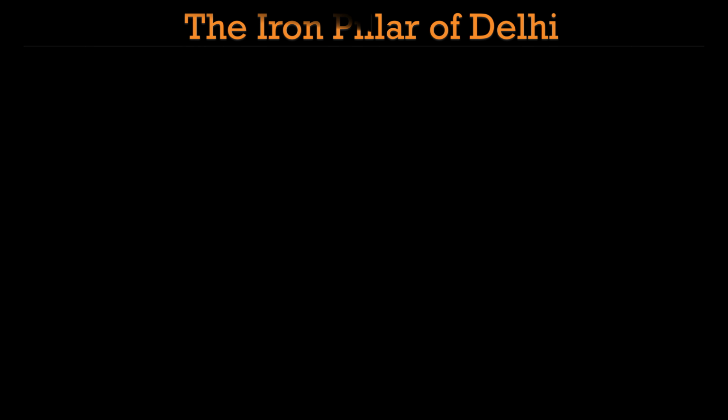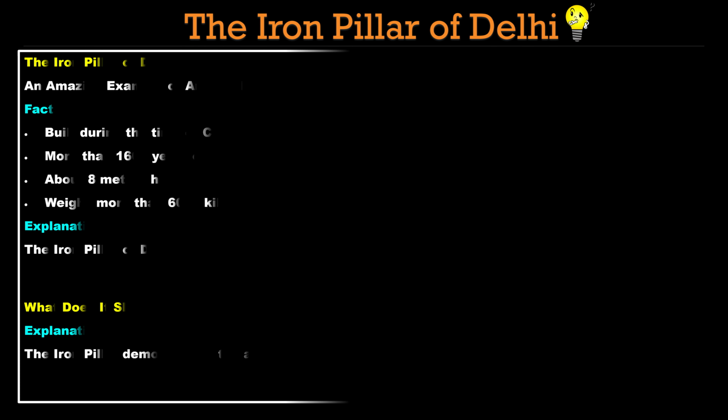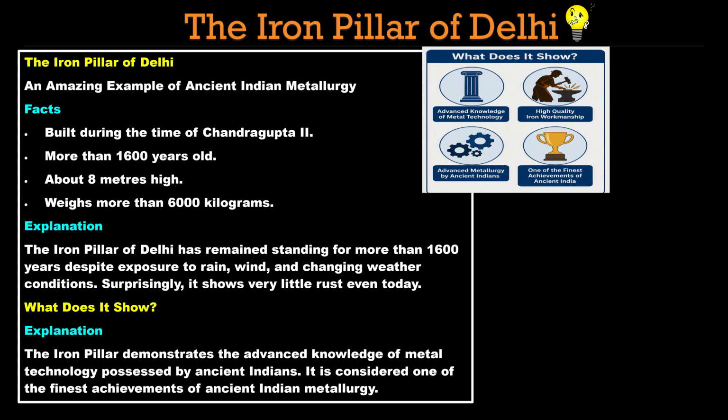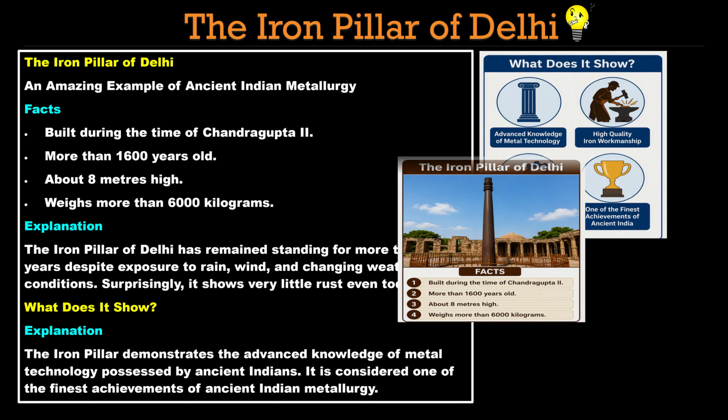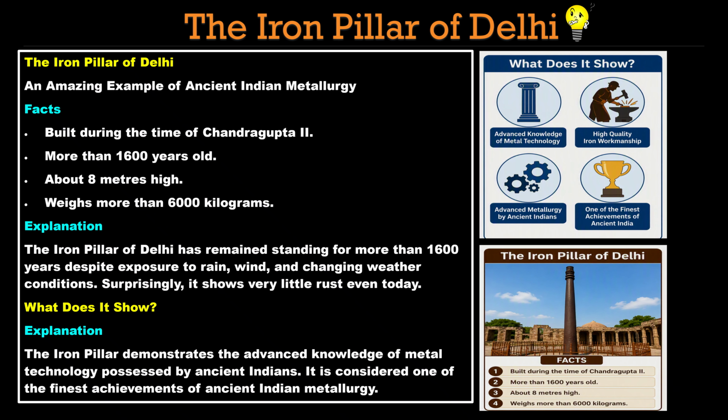Now let us look at a remarkable example from ancient India, the Iron Pillar of Delhi. This pillar was built during the time of Chandragupta II. It is more than 1600 years old and stands about 8 meters high and weighs more than 6,000 kilograms.